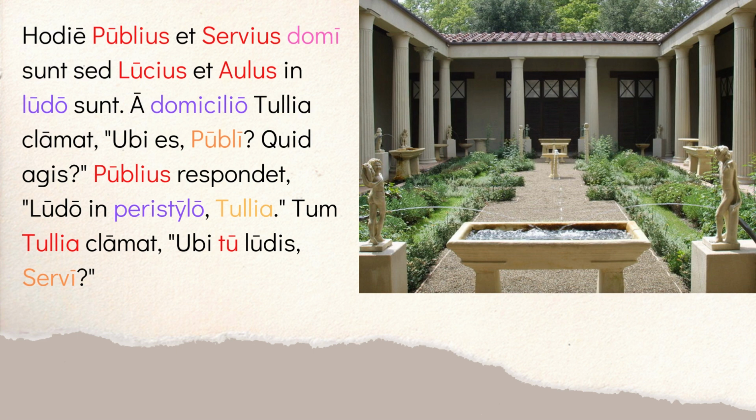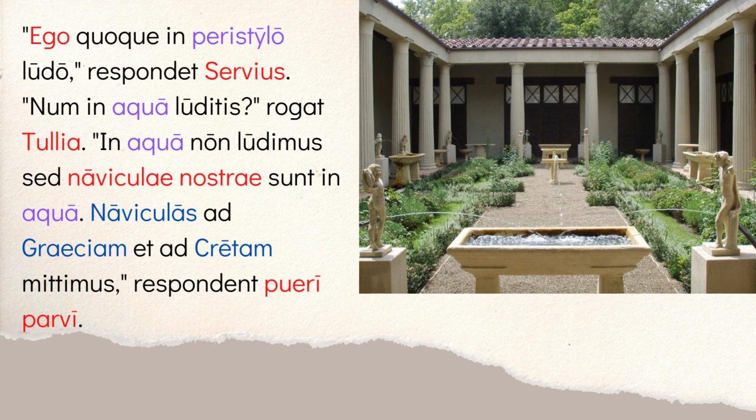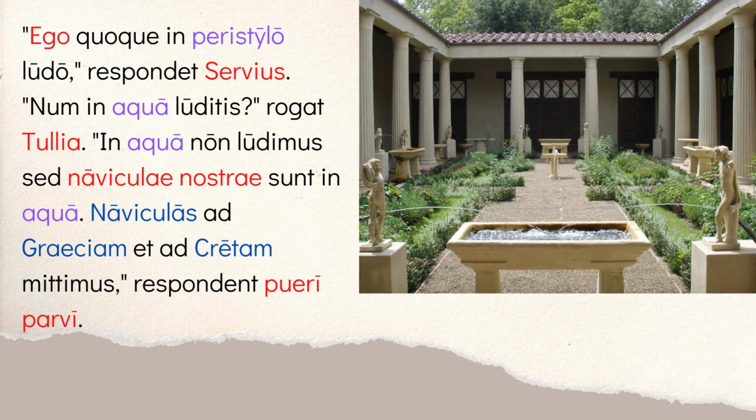Tum Tullia clamat, right? So then Tullia shouts, ubi tu ludis, Servi? So where are you playing? Tu ludis, right? Where are you playing? Servi, right? Servi is vocative. So she asks where the first boy is. He says, I'm playing in the garden. So now she asks for the second boy, Servius. Where are you playing? Okay. And he responds, this is ego quoque in peristylo ludo, respondet Servius. So I too, or I'm also, quoque, ludo, playing, right? Ego ludo means I'm playing too, or also, quoque, in peristylo, in the peristyle, responds Servius, okay?